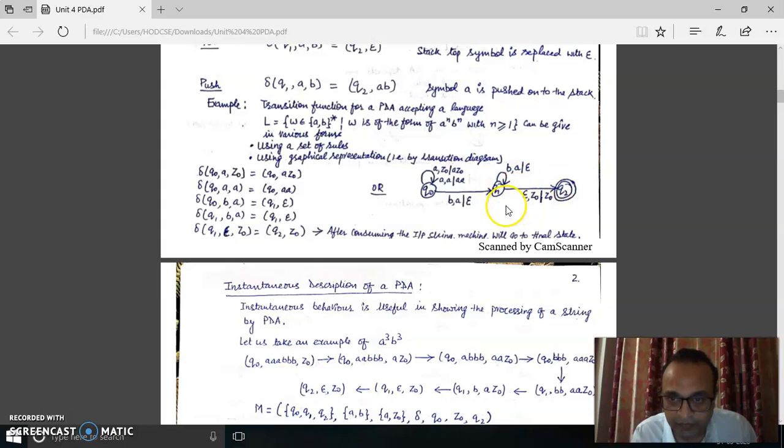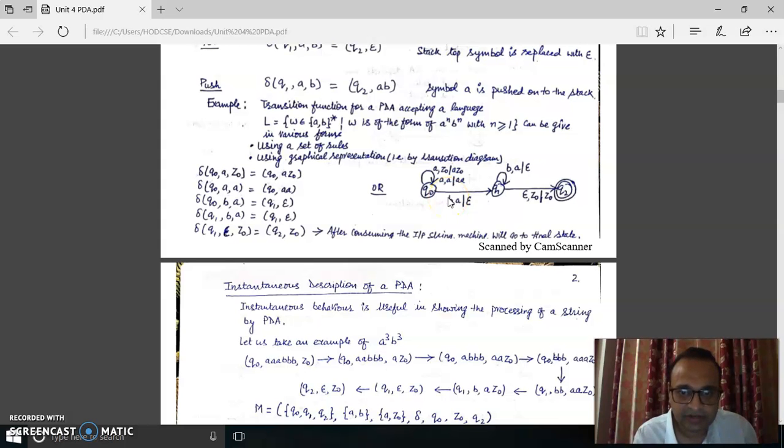And now this epsilon shows that the string has been exhausted, and the stack top symbol at that time must be Z0. It must be the initial stack symbol. It shows that all the A's of the stack have been popped. Then you are moving to the final state, doing no operation with the stack, and this way you are on the final state. It means you have accepted A and B. So that's about this very basic example.